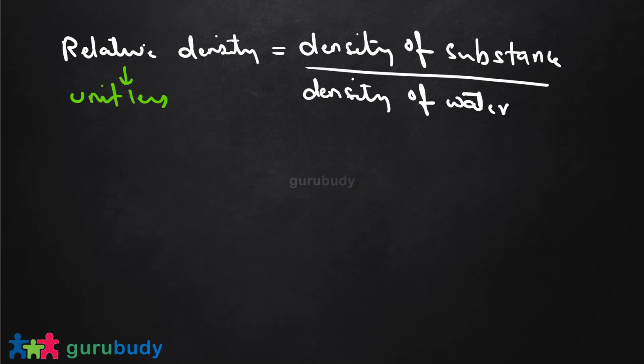So what it tells me, why it is important, is that if I say a particular object has a relative density of 2, I know that object will sink, because the object has much higher density than the water. So it gives a measure of the density of an object with respect to water. So let's try to understand this by doing a problem on this topic.